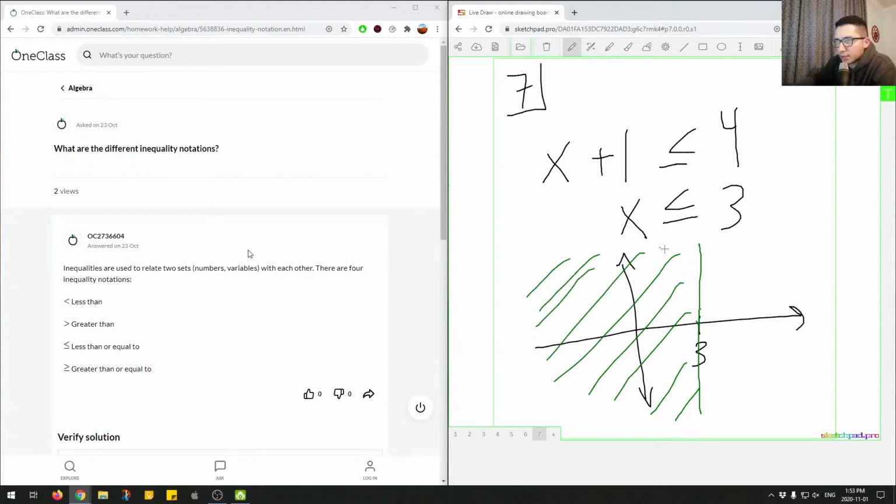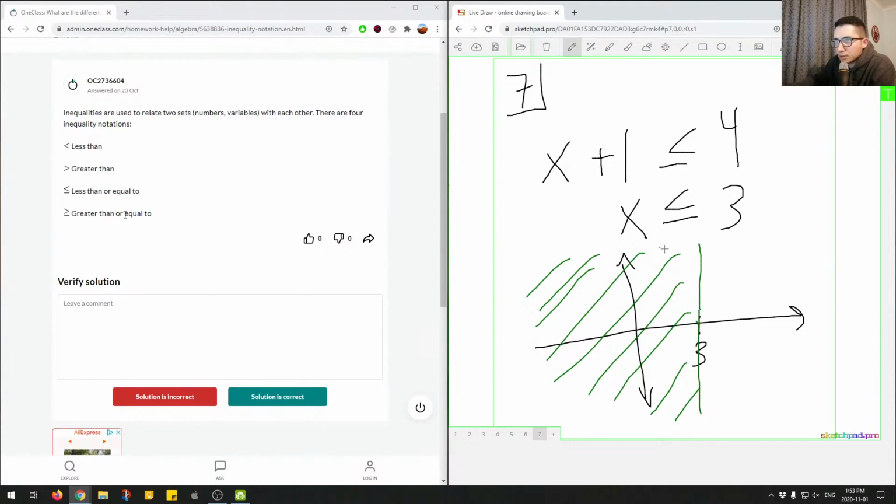And that's essentially a quick run through all the inequality notations. This is a short answer of what they are, but there's a more in-depth answer of how to use them and stuff like that. So, great job. Correct answer. And we'll mark this as correct.